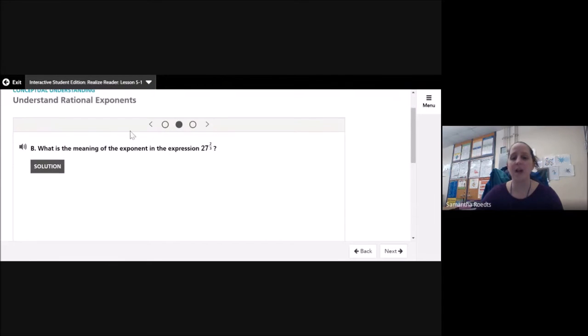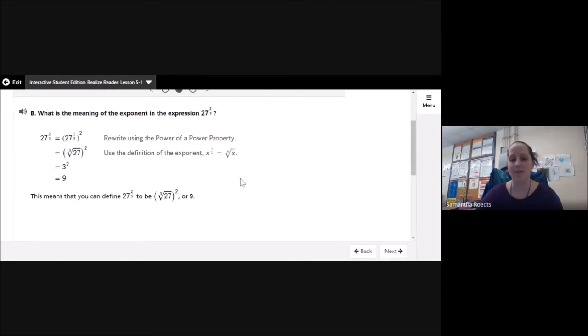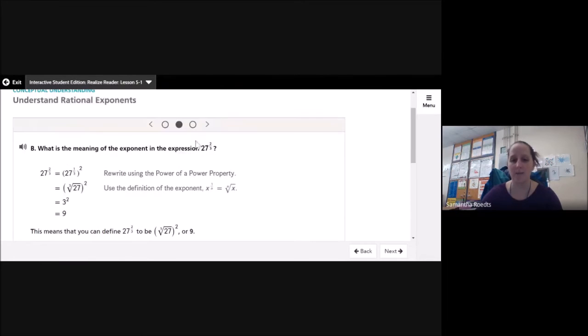So what is the meaning of the exponent in the expression 27 to the 2/3 power? 27 to the 2/3 power is the cube root of 27, squared. So I'm going to take the cube root of 27. Again, this denominator becomes my index, and then I'm going to raise all of that to the 2nd power. The cube root of 27 is 3, and 3 squared is 9. So you can define 27 to the 2/3 power to be the cube root of 27 squared, or 9.